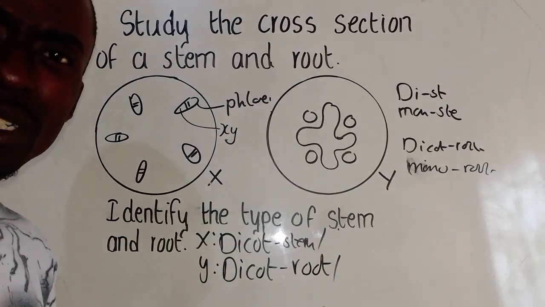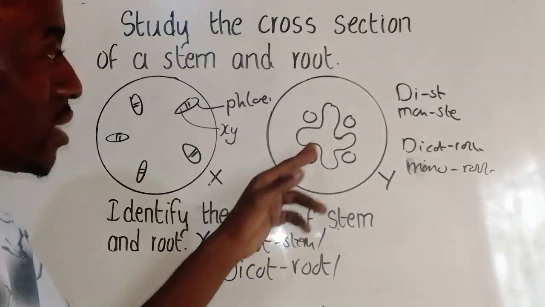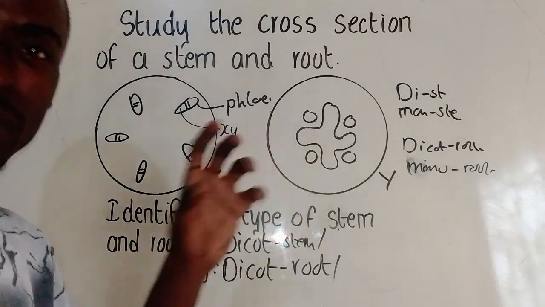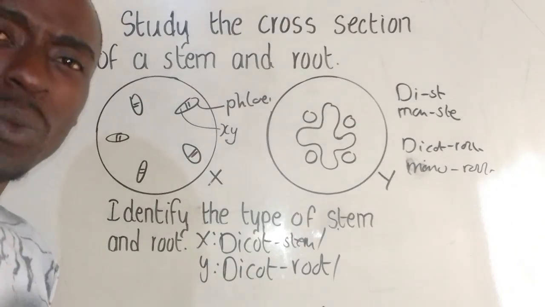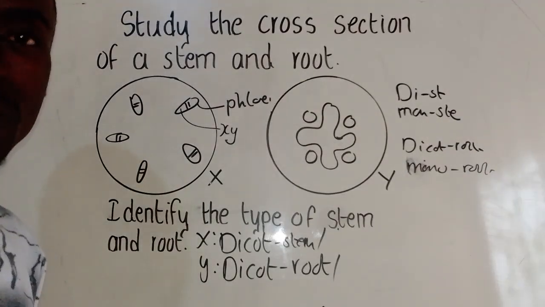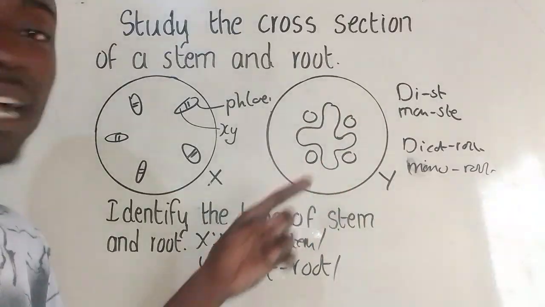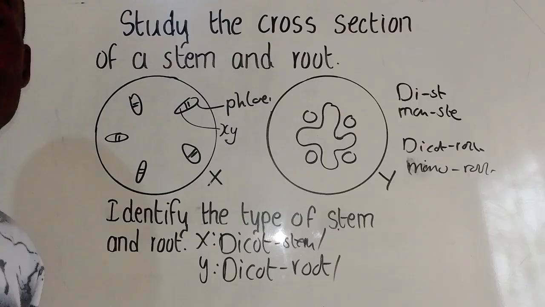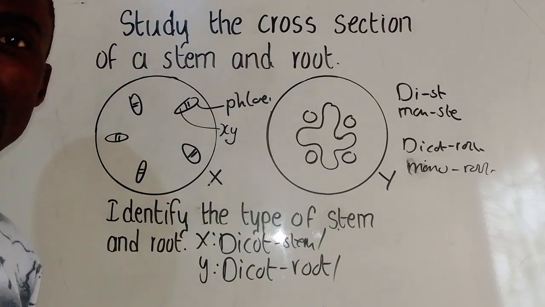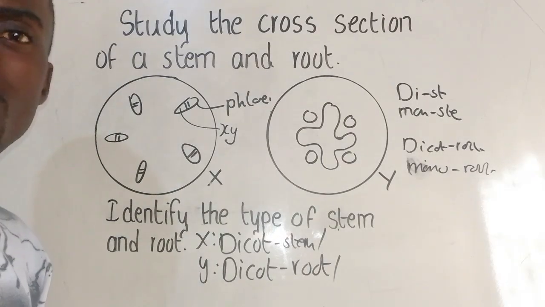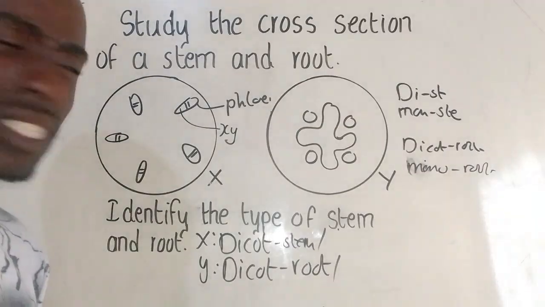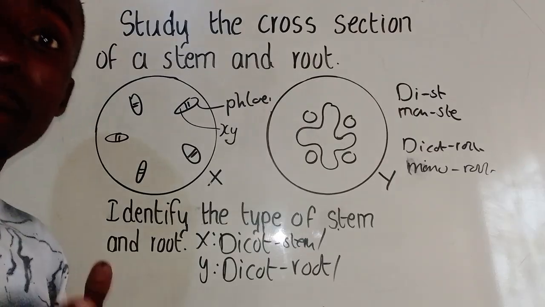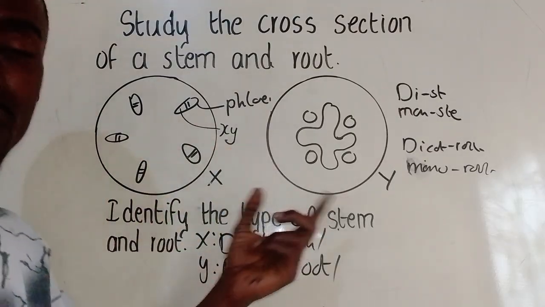Why so? Because in a dicot root, there is always a star shape at the center. This star shape represents the xylem, which transports mineral salts and water. These we call the arms, which represent the phloem. So these here are the answers. And of course, I know you may be thinking, what are some examples of plants which have these structures, the dicot stem and the dicot root? We have the bean seed, which has these structures.